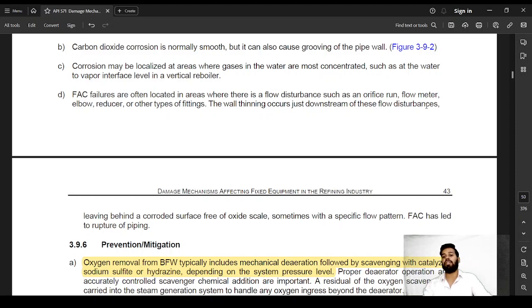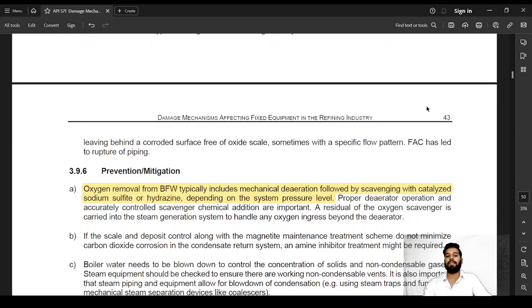Wall thinning occurs just downstream of these flow disturbances, leaving behind a corroded surface free of oxide scale, sometimes with a specific flow pattern. Flow accelerated corrosion has led to rupture of the piping. So generally grooves would be generated on the inner surface of the piping, and the grooves will have extended tails towards the downstream of the flow.